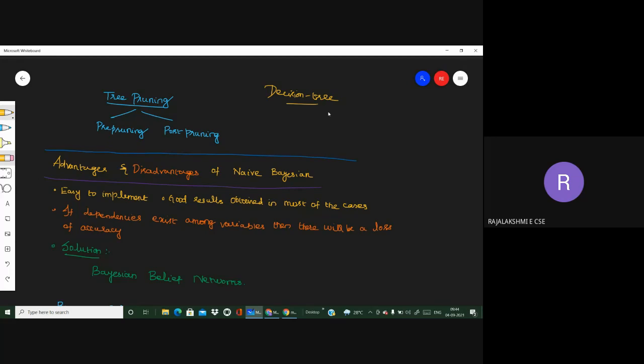That is, before the start of the construction of the decision tree, if you prune some of the features, then it is called pre-pruning. After the construction of the decision tree, if you say these features are not essential, then it is called post-pruning. Post-pruning normally will be used when a tree is overfitting.